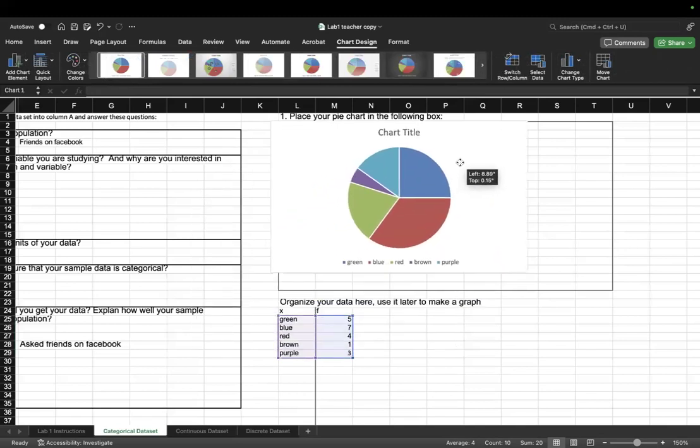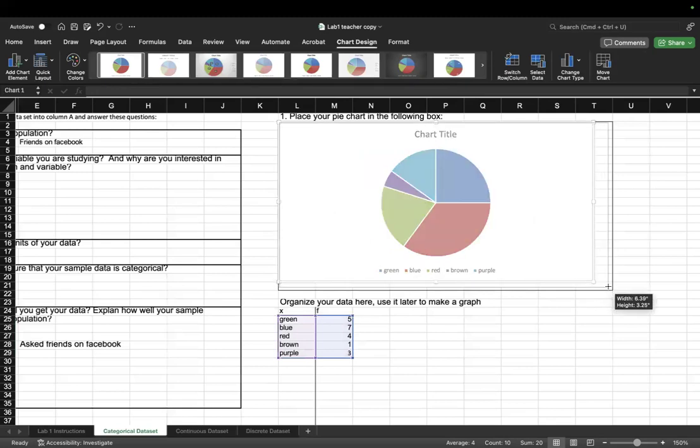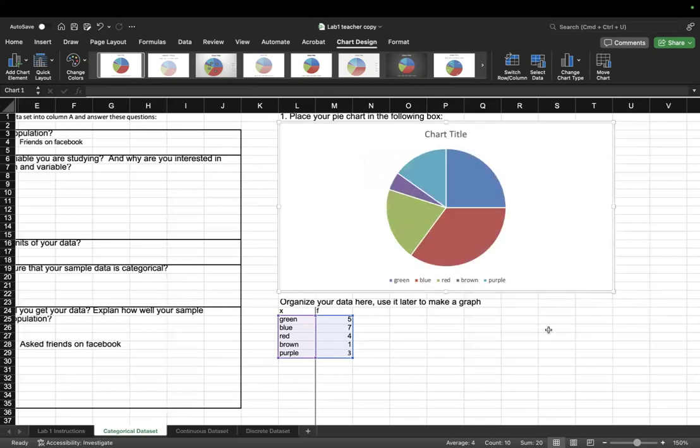I'm going to move it. All I did was click on it and drag it. And I'm going to make it fit. I don't care if it really fits perfectly in the box, but I'm weird like that. I like it to fit in my box. All right. You must have a chart title.